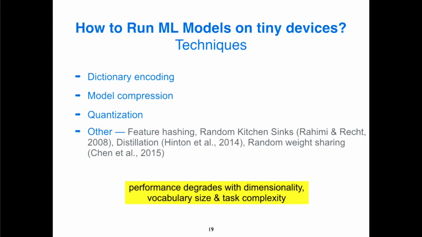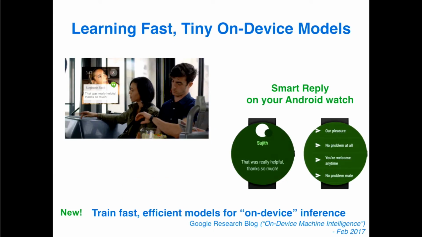So these are all techniques, but the one common thing with many of them is that performance degrades as you go to high-dimensional data. If your vocabulary size increases, like if you're doing some language prediction task, or the task becomes more complex, the performance significantly drops. So this is the backdrop for all the work that we've been doing on how to build fast, tiny on-device models that can make efficient predictions at quality levels that are pretty good and usable. That means the user doesn't perceive a difference between on-device and cloud models.